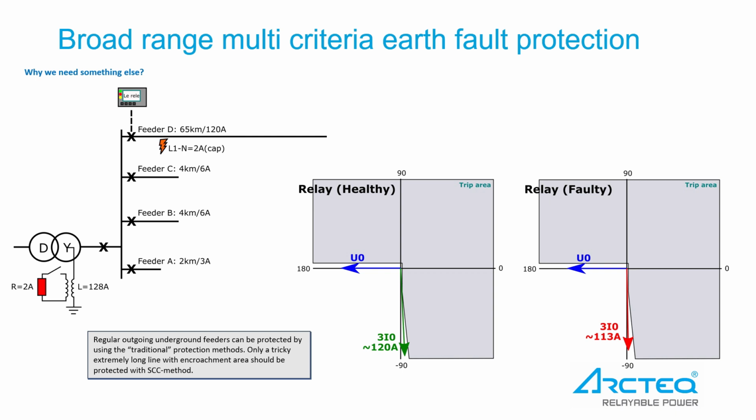The problem that can arise in unsymmetrical cable and overhead lines at the station is to recognize the difference between healthy and faulty feeders. In this tricky example, we've got outgoing feeders, and while the longest feeder is 65 kilometers long, the shortest one is only 2 kilometers. The total capacitive current of the network is 135 amperes, and the used compensation coil reduces the total capacitive current at the fault location by 128 amperes. Parallel resistance size is only 2 amps.